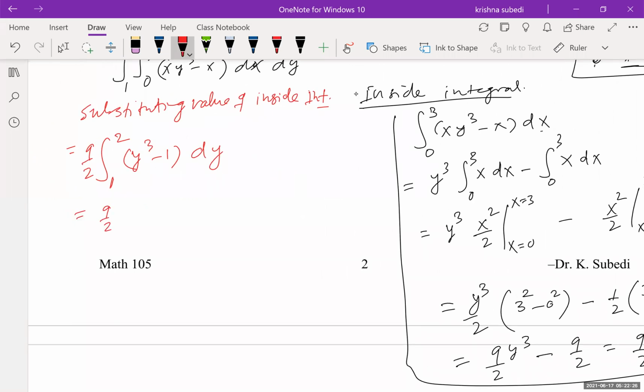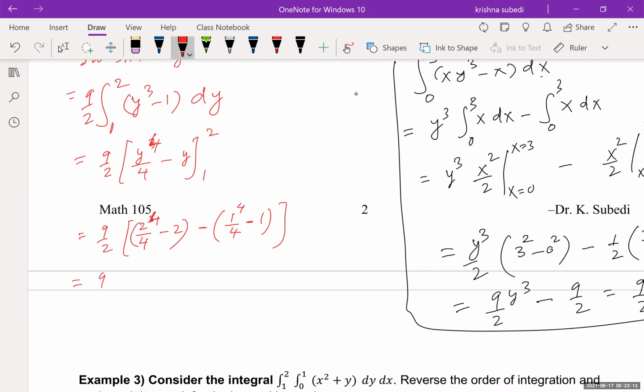Then it is a piece of cake for you, right? It's simple now. So y cubed with respect to y will be y to the power 4 divided by 4 minus y. So you'll get 1 to 2. Okay, the limit is for y now. So 9 over 2, and so it'll be 2 to the power 4 over 4 minus 2, minus 1 to the power 4 over 4 minus 1.